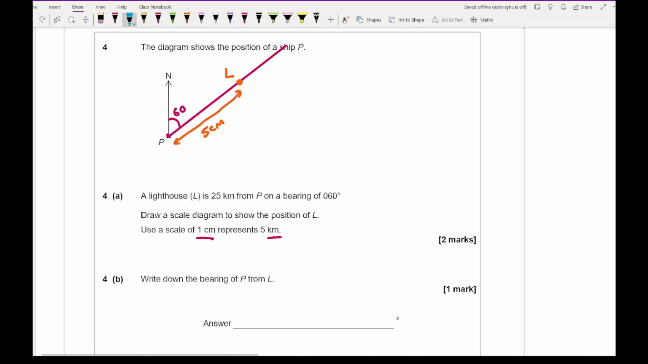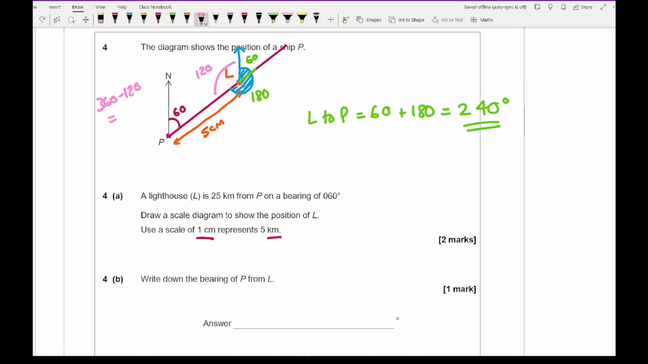So if I draw a north line from L, what the question is asking me is to measure this angle here. So again, using my knowledge, this is going to be 60. So this is 180. So L to P is going to be 60 plus 180, which is 240 degrees. Alternatively, I could have done this angle here, which is 120, and then do 360 minus 120, which equals 240. So exactly the same answer.